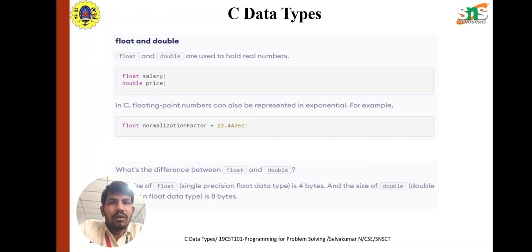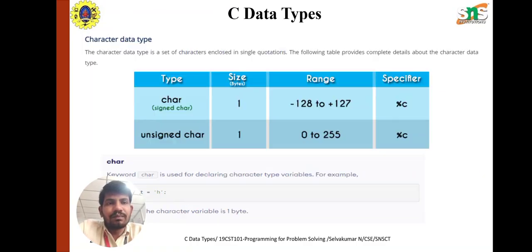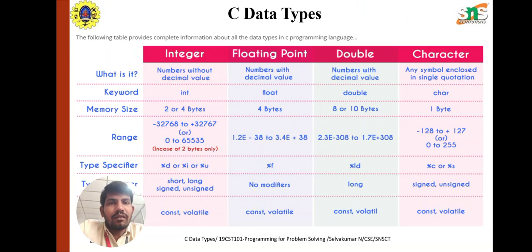Floating point numbers can also be represented in exponential form, for example float normalization factor equals 22.4e-2. What is the difference between float and double? The size of single precision float is 4 bytes and the size of double is 8 bytes. That's all. Then there are the character data types, signed and unsigned characters. Please refer to this table, which shows the different data types with the memory size, and what integer, floating point, double and character are used for.